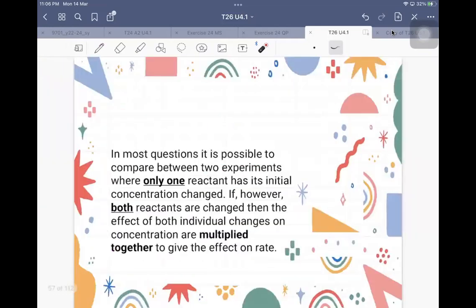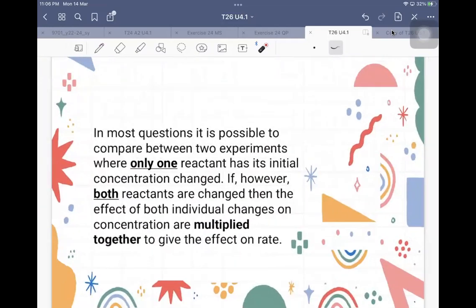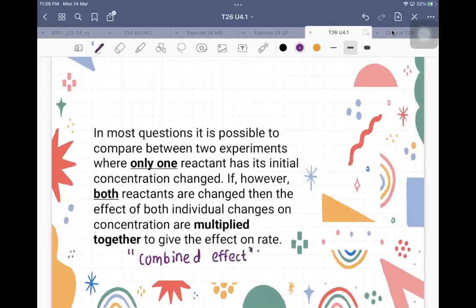Right. In most questions, it is possible to compare between two experiments where only one reactant has its initial concentration changed. If, however, both reactants are changed, then the effect of both individual changes in concentration are multiplied together to give the effect on rate. And this is what we mean by combined effect. I'll show you what I mean by combined effect in the next example.